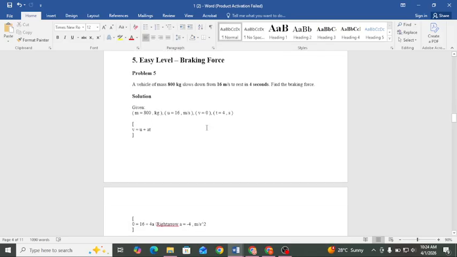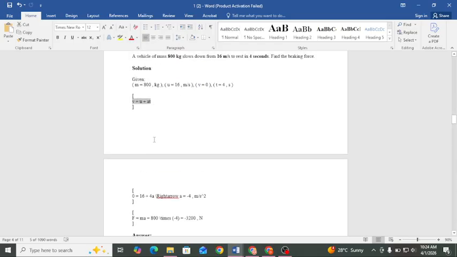The vehicle of mass 1800 kg slows down from 16 meter per second speed to rest in 4 seconds. Find the braking force. To calculate the braking force here, we use another formula, nothing but the equation of acceleration. This equation is v is equal to u plus at.